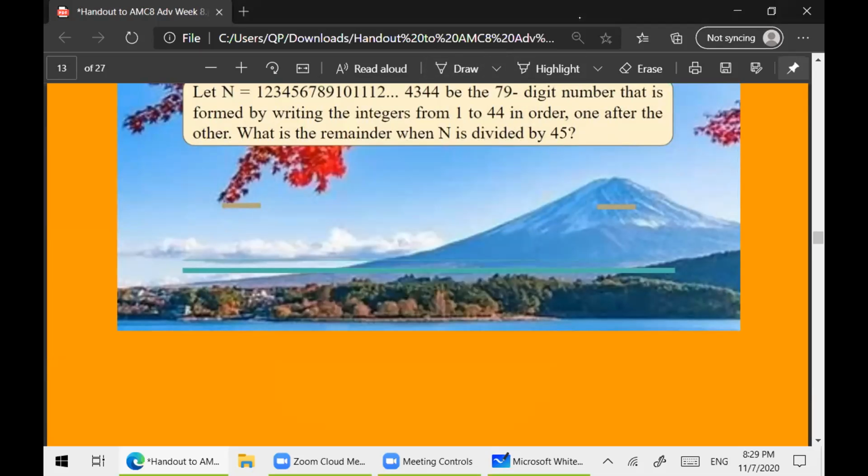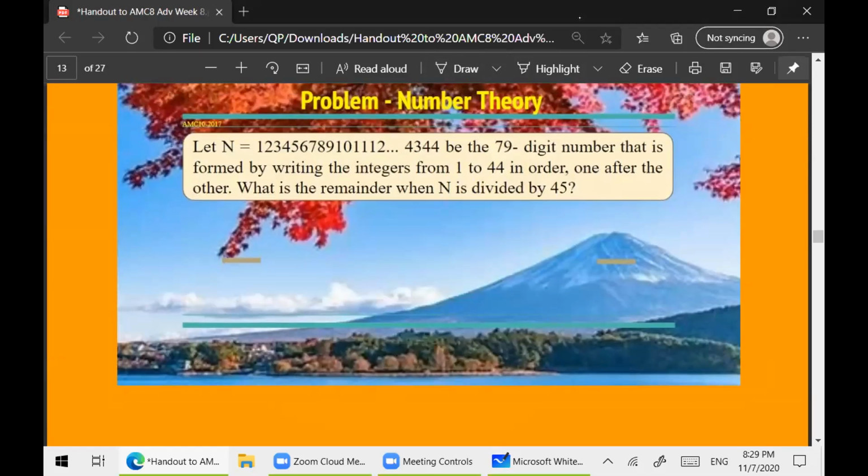I'll just go over this since we're a bit short on time. Okay, so clearly you can see that n is congruent to 4 mod 5, and in mod 9, you can see that the remainder of n mod 9 is 1 plus 2 plus 3 plus 4 plus 5 plus, no, plus 44.